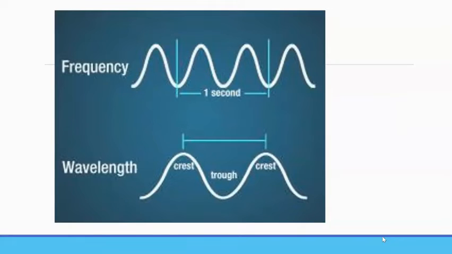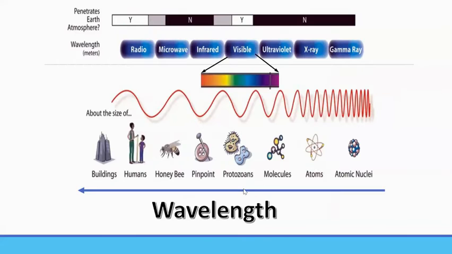Okay, just like other waves, we can measure the frequency by how many waves go by in 1 second. And we can measure the wavelength by measuring, say, crest to crest or trough to trough, or any one point on one wave to the identical point on the next wave.